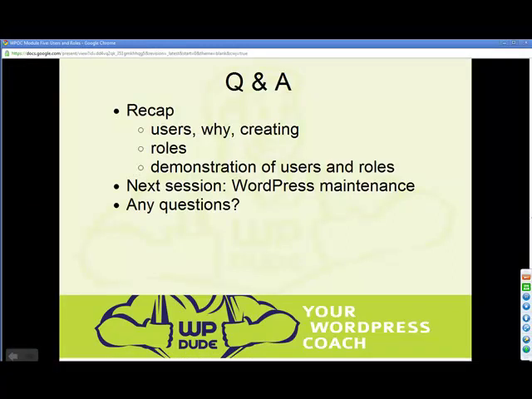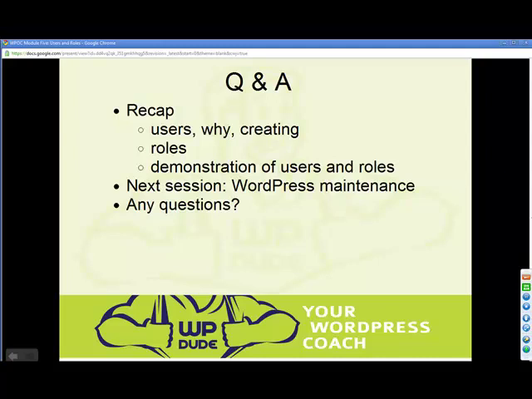So, quick recap. We talked about WordPress users, why they're used. They're used for various reasons: for authentication, for protecting content, for controlling who can comment. We went through creating them. We went through the roles that are available to them. Remember, the roles are administrator, which is super user, editor, author, contributor, and subscriber. And I gave you a demonstration of creating users and roles.